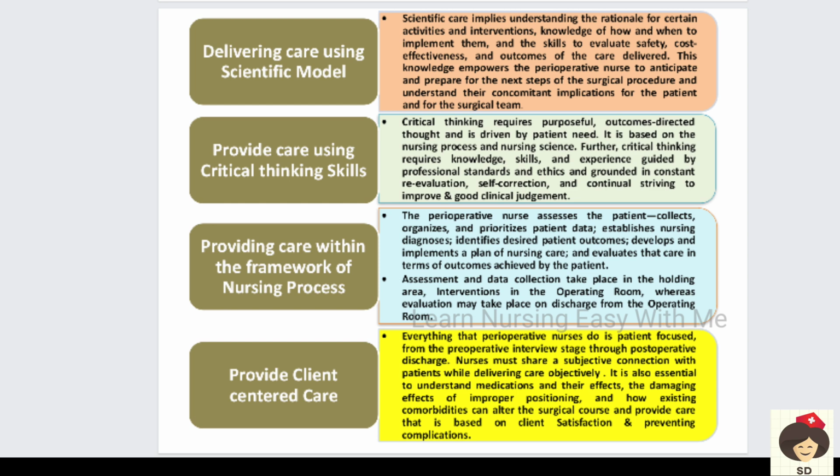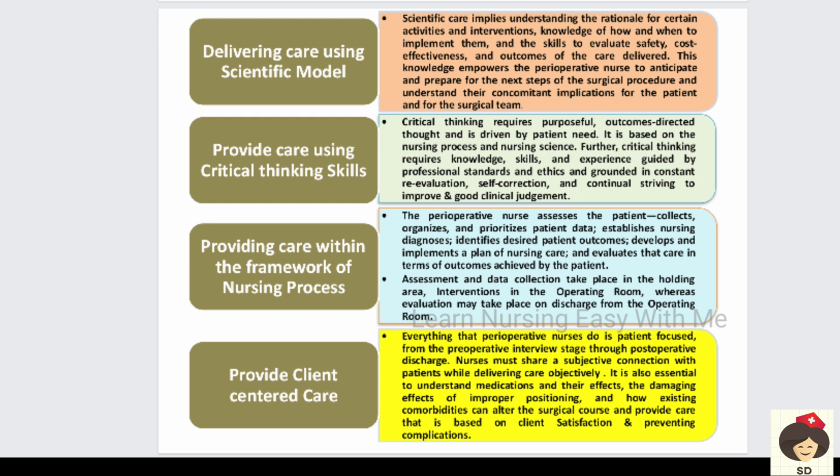And whenever perioperative nurses give care, they must provide client-centered care. Okay, so the client should be the focus of all the care given. Whenever they do a procedure, they have to focus on the client. Based on the needs of the client identified during the interview, those needs have to be followed until discharge.